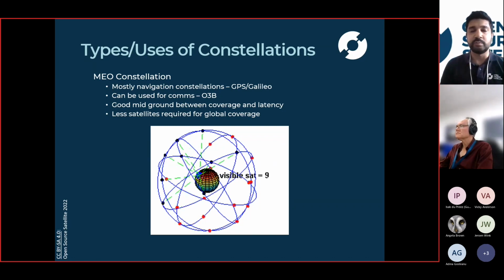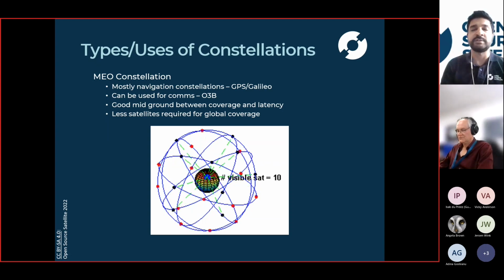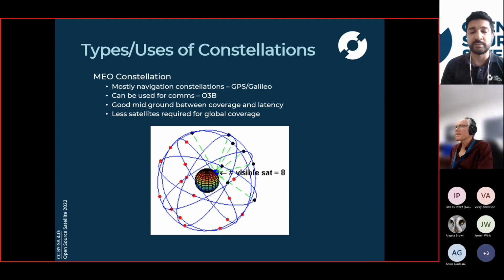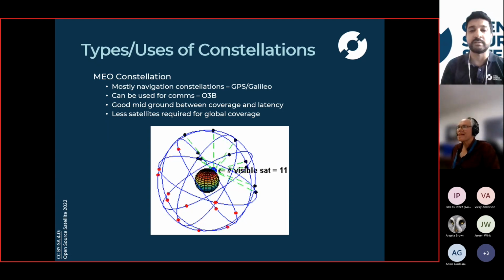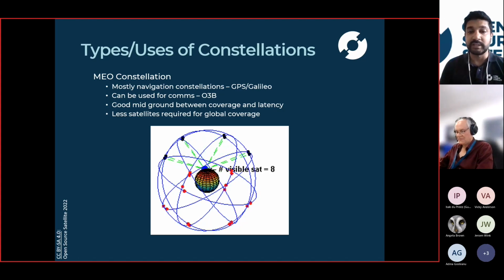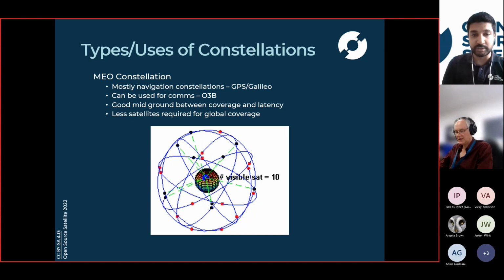You'd use this altitude typically as it gives a good middle ground between the coverage seen by a satellite as well as the latency. It's a higher latency than seen at low Earth orbit, but still lower than geostationary satellites. And this altitude allows you to use fewer satellites to still get overall global coverage. There's an example there to show how many satellites are visible on the ground from the GPS constellation at a single point.